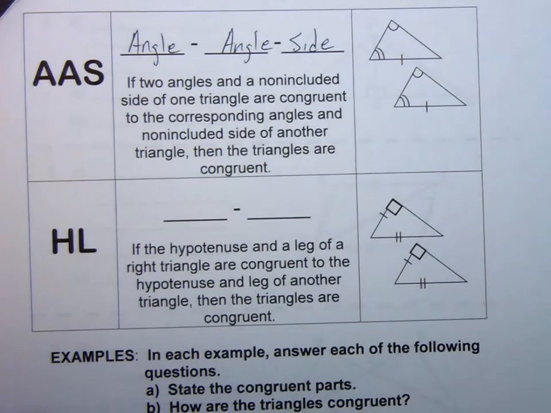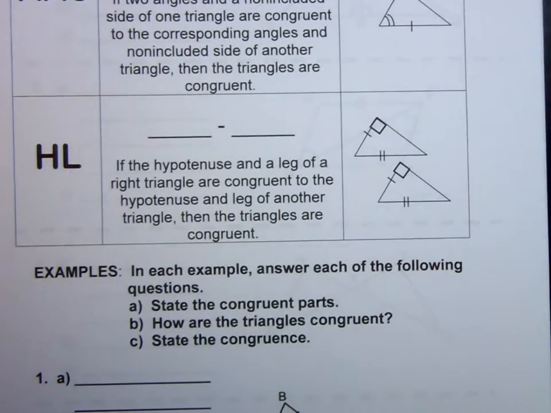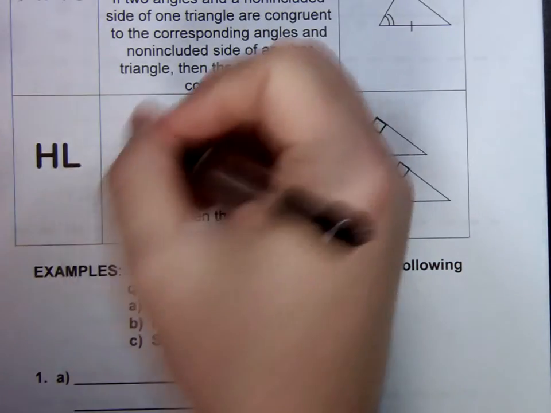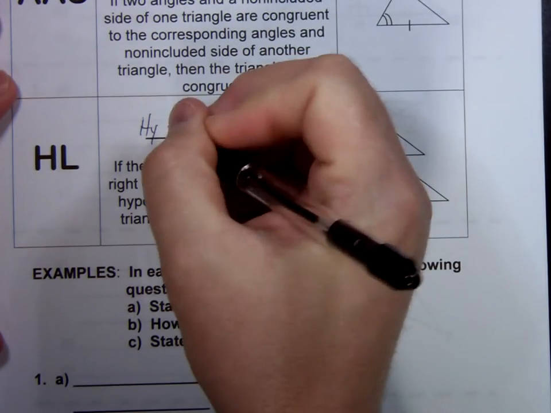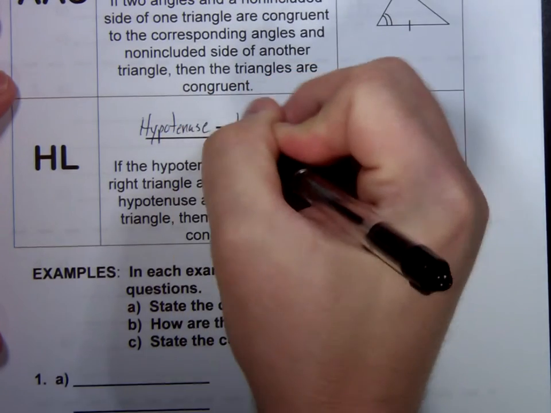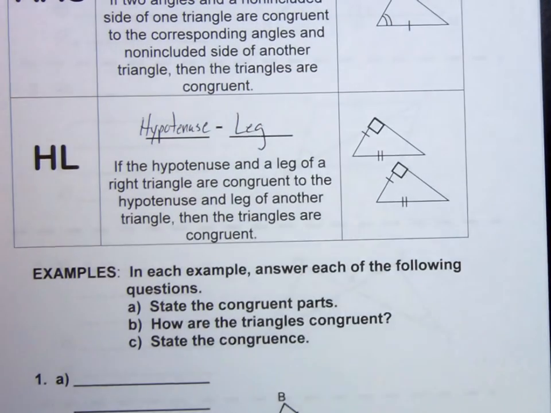And then we got one more. It's a special case. Ignore that these pictures are not very good. Apologize for that. This is hypotenuse leg. This is the only one that does not fit that same kind of formula as all the others. It's the only one that doesn't just have A's and S's for angles and sides. And this is a special case that only works for right triangles.